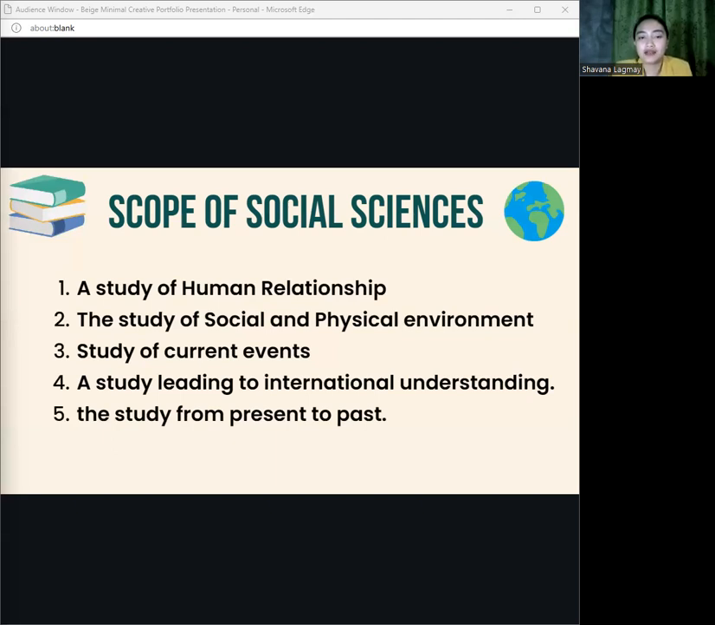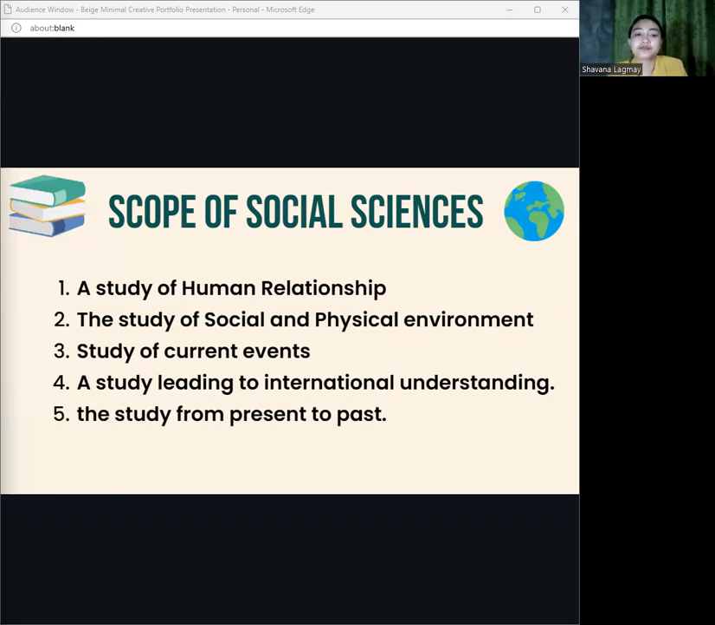And lastly, number five, social sciences is the study from present to past, or what we call history. So, of course, we all know that history is part of social science, right? So, why we need to study history? Of course, because history gives us the tools to analyze and explain problems in the past. And to study history is to study change because everything we do, everything we use, everything else we do right now is the product of ideas from the past.